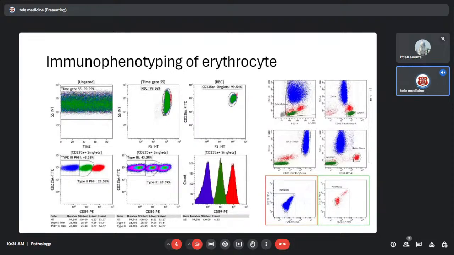PNH is a hemolytic anemia. And if there is bleeding or hemolysis, the erythrocyte clone will be reduced. So you assess PNH by the other two lineages, monocytes and neutrophils, using two gating markers and two other markers.